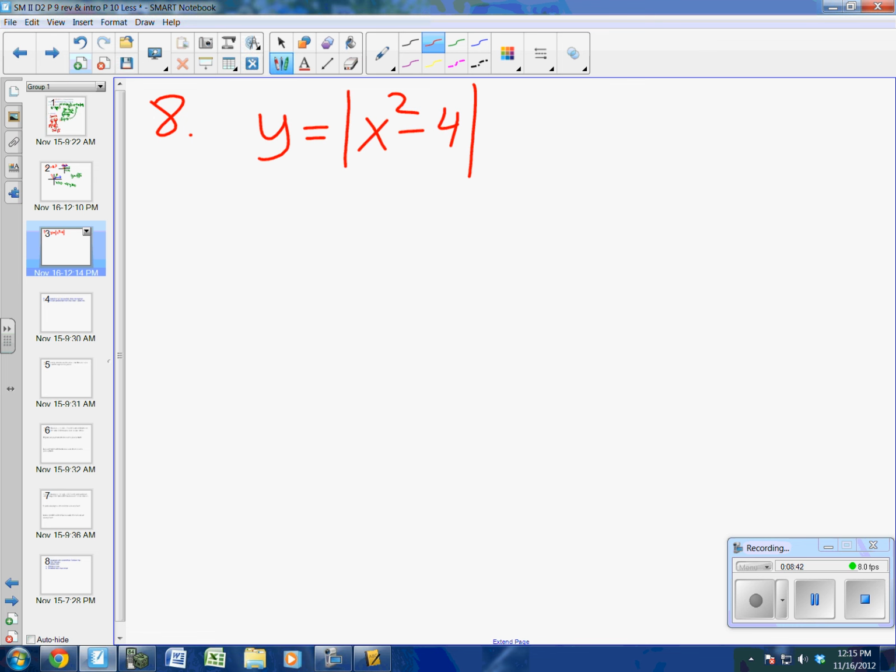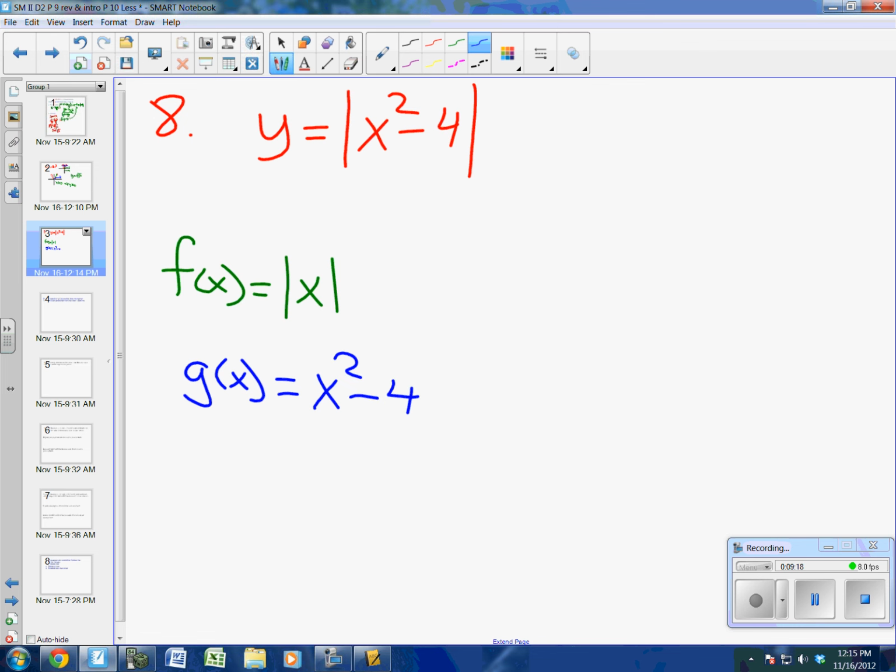Okay, good. I want to show you this because this is really cool, and it might show up on your benchmark test that we're going to be taking. Something similar to this, and we're going to do some more problems similar to this as well. I want you to know that this is just a composition of 2 functions. I make a function called f of x, which is the absolute value of x. And I take another function and call it g of x and say that it is x squared minus 4.